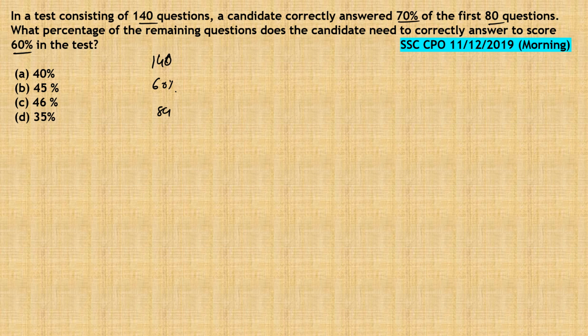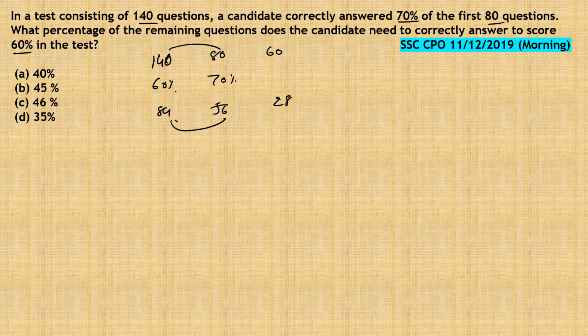And he answered 80 questions and the accuracy is 70%. 70% of 80 is 56, which he scored correctly. And the left questions are 140 minus 80, that is 60. And how many more questions does he need to score? 84 minus 56, that is 28.